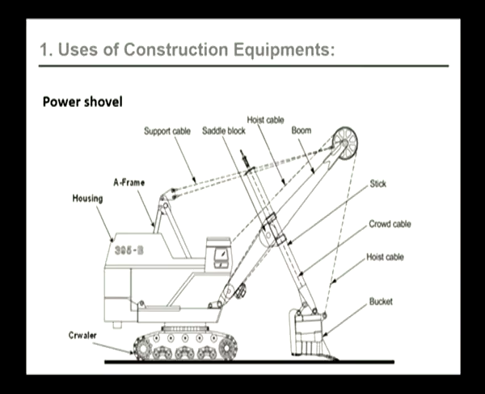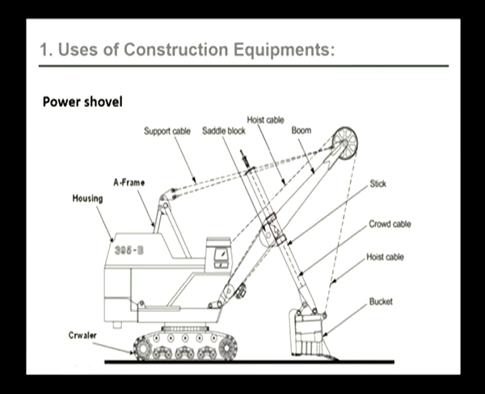The A-frame is attached to the housing. The A-frame in turn connects the support cable, which in turn connects the boom. The boom has a pulley, which in turn operates the bucket. So, here we see this bucket facilitates excavation of earth, and the hoist is connected to the pulley and in turn connected to the housing, which facilitates the movement of the bucket along this axis.